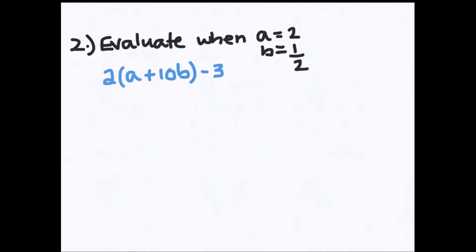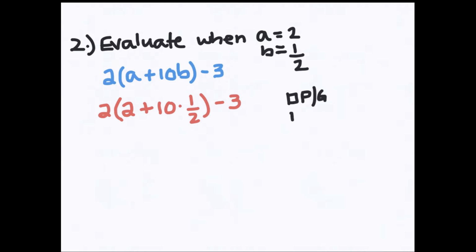So I'm going to go 2 times, the value of a is 2, so I'm going to plug 2 in for a, plus 10, remember this is 10b, 10 times b, 10 times 1/2, plug 1/2 in for b, and I'm going to take away 3. Now using the order of operations, because we have multiple operators inside an expression, we're looking for parentheses or our grouping symbols first, exponents, multiplication or division, addition or subtraction. So do we have grouping symbols? Yes. Inside the grouping symbols, I have addition and multiplication.